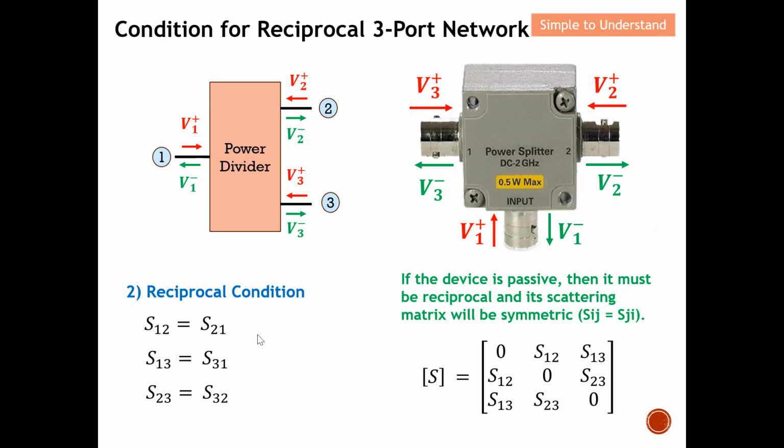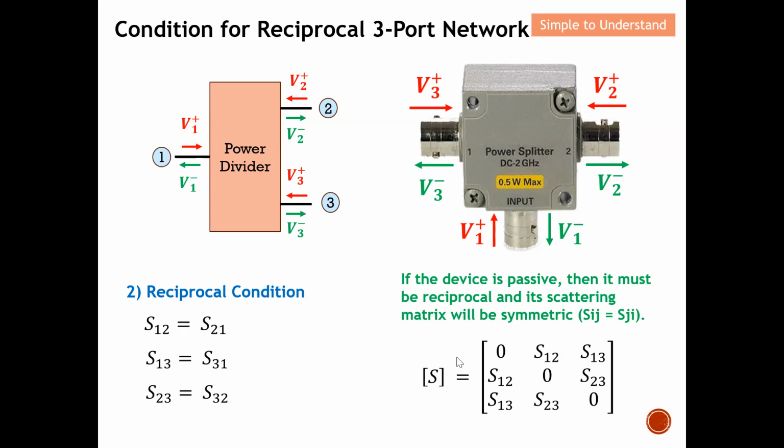When this happens, you can see that the port where the input was is now where the output is. When I put the input at port 2, I get the output at port number 1, and they must be the same. When I put my input at port number 1, my output is at port number 2. So this is the definition of the reciprocal condition, and from here you can also get the rest of the reciprocal conditions.